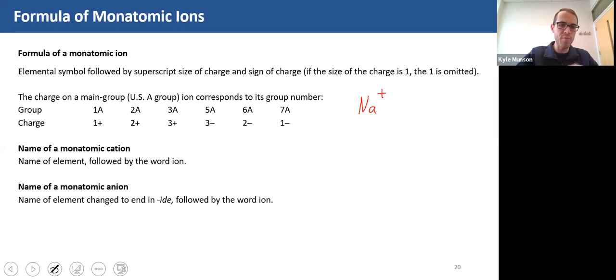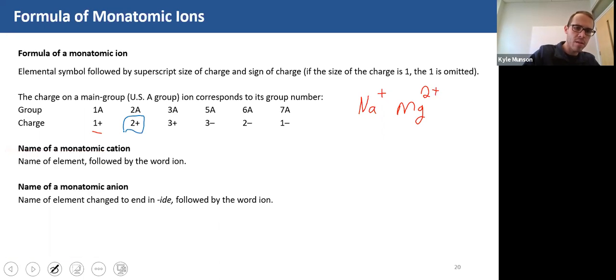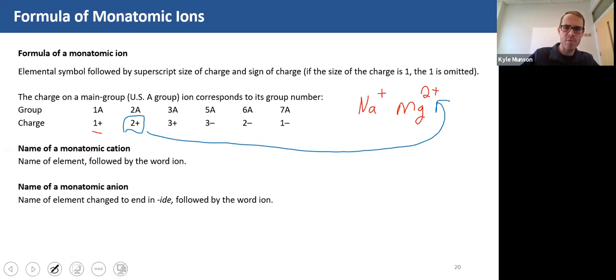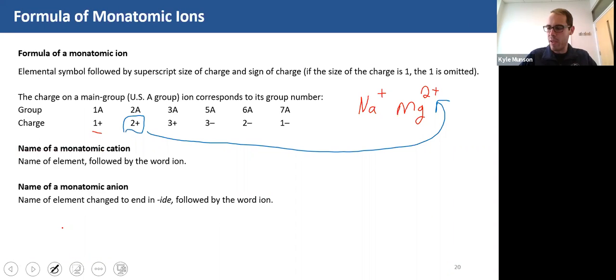Again, if you just look at the groups here in the periodic table, if we had something like a magnesium ion, this is going to be written as 2+, where the charge is written as a superscript that has the size of the charge and the sign of the charge. So 2 is the size, the sign is positive. Naming a monatomic cation is the name of the element followed by the word ion.